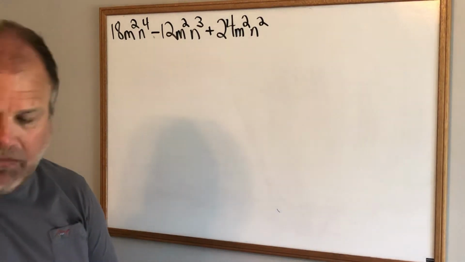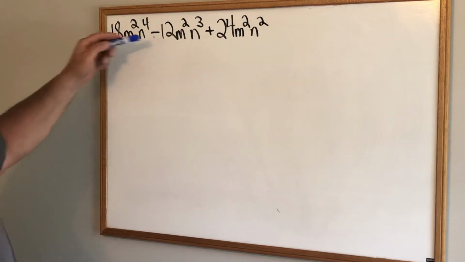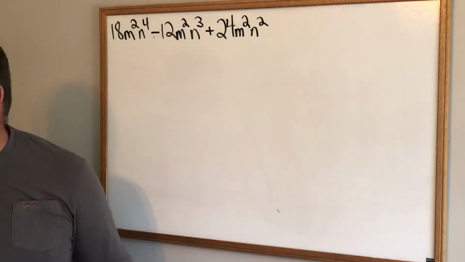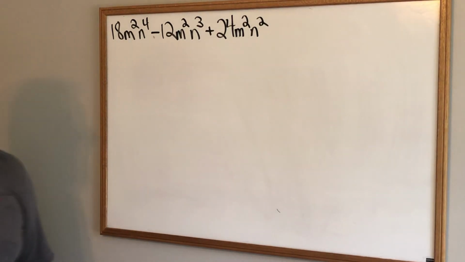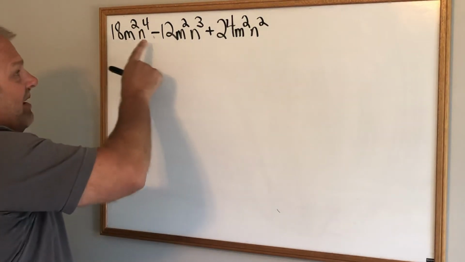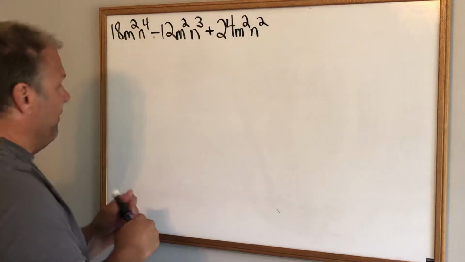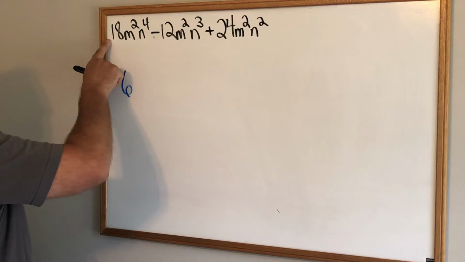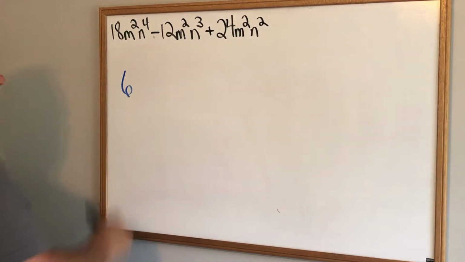All right, so here's number 3. 18, 12, and 24. What's the biggest number I can take out of 18, 12, and 24? Right away, the number 6 pops into my head. I can take a 6 out of 18. 6 will go into each of these numbers evenly. So 6. First term's positive, so this is going to be positive.